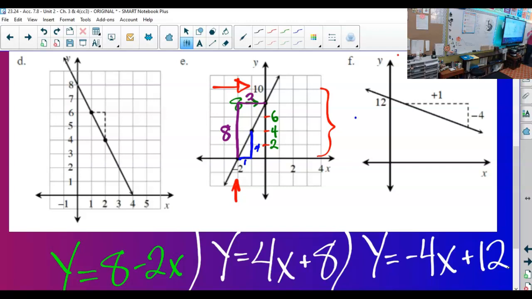Any questions from the front? Any other questions from the front? Keep working on the back.